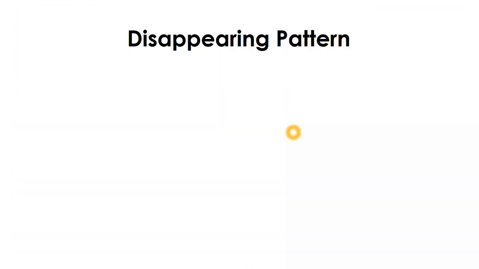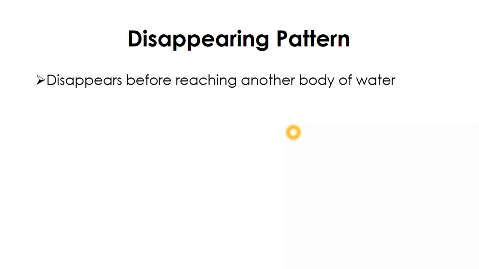Next one is disappearing pattern. From the name itself we will get an idea. Disappearing pattern means streams are disappearing. What actually happens is the streams disappear before they reach another water body. In the previous one we have seen that the stream, though it is not going to a large lake or a sea, is reaching some water body, but in this case streams won't reach another water body.